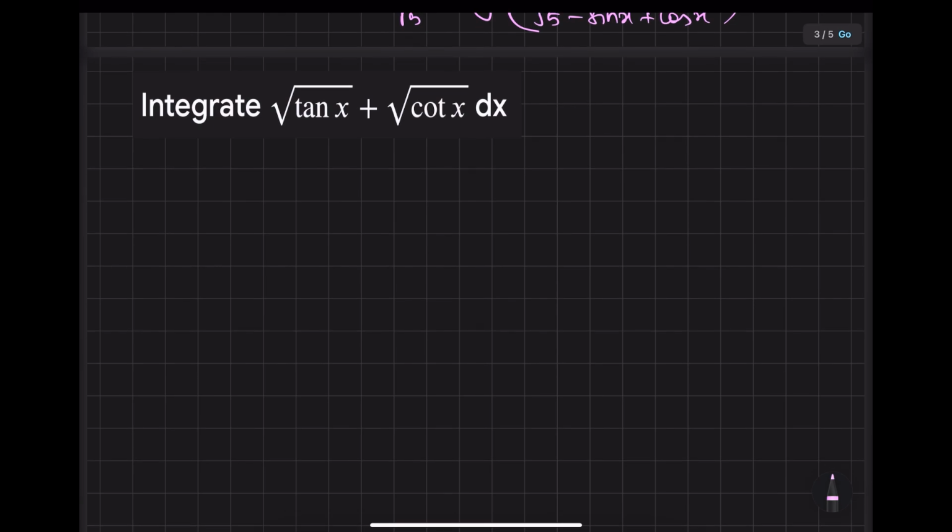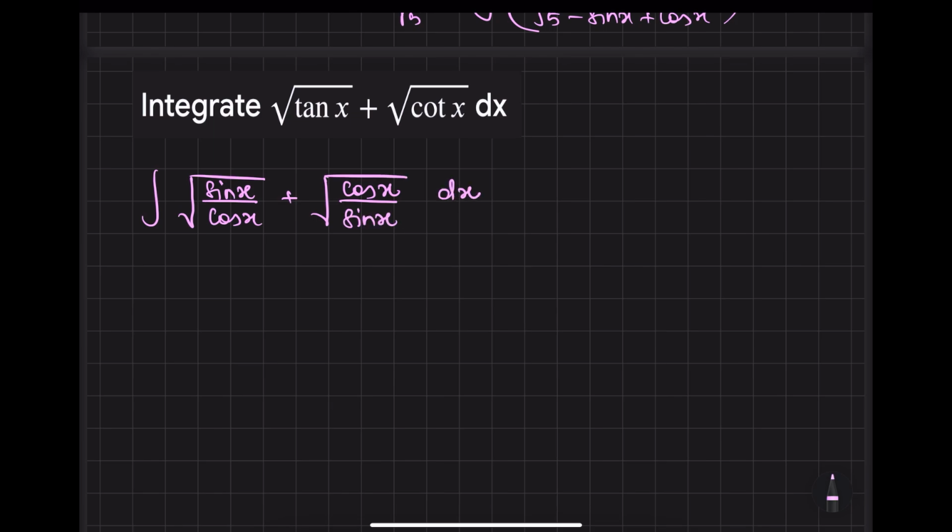Now I'll give you the brief idea about this question. You know that here we have a tan and cot inside root, and we don't know how to integrate. So let's do it. So we will break down this into sin and cos. So it is root sin x by cos x, and then plus root cos x by sin x. Correct?